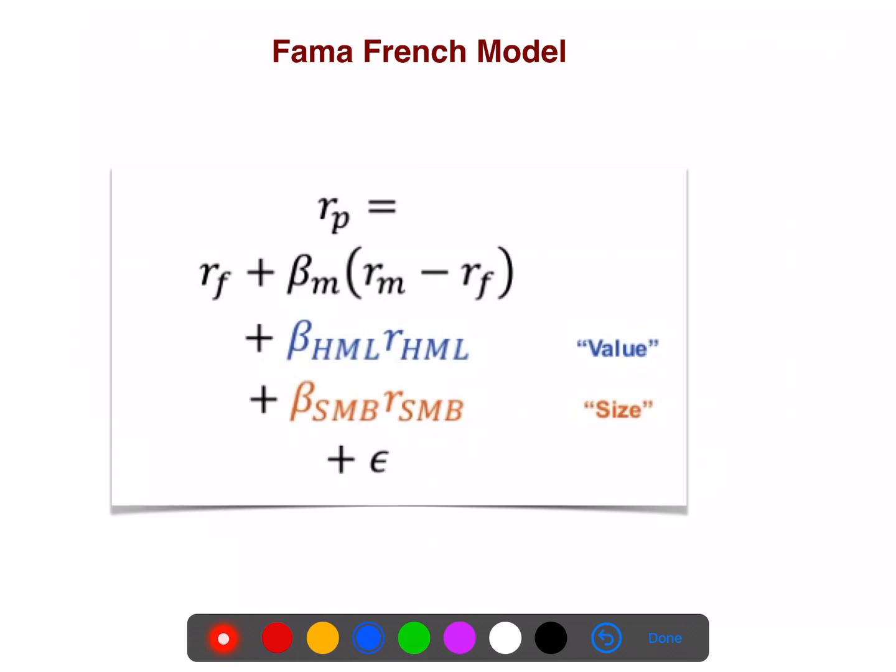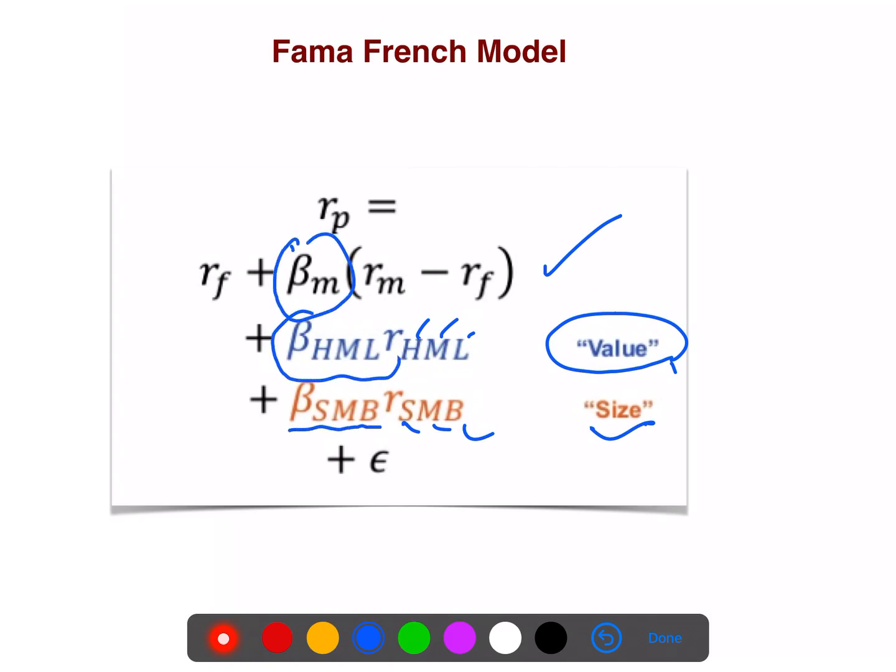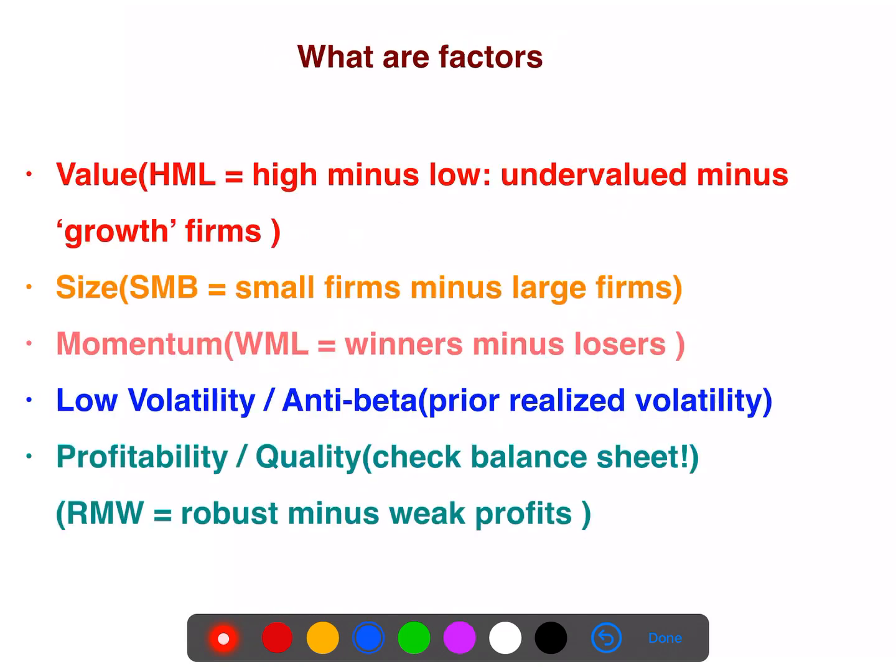And so the Fama French model is just a single step forward. Instead of just modeling with the market, and even this one you are doing wrong because, for example, the S&P does not represent your market, but you do, you also use value, high minus low, and size, small minus big. So you have three different betas, and you add some noise as well. So value is high minus low, size is small firms minus large firms.